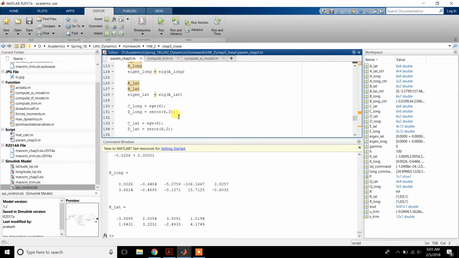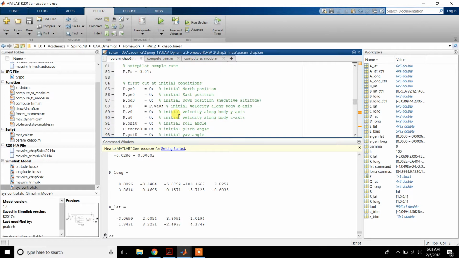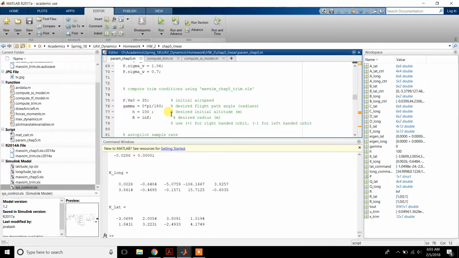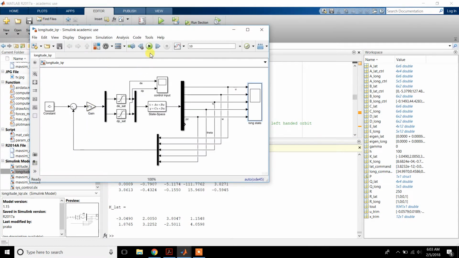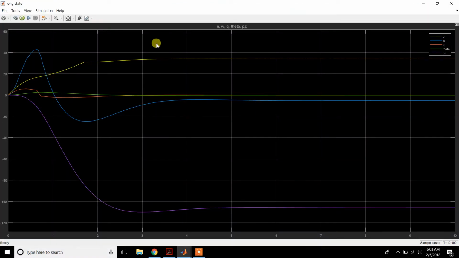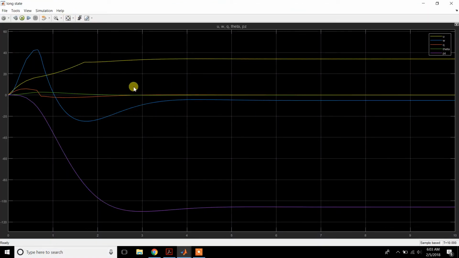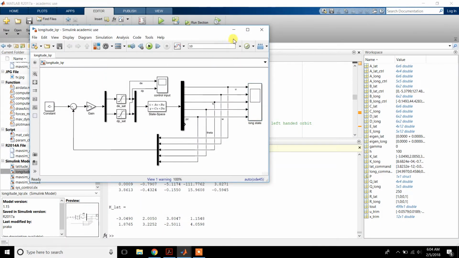Okay, now we'll do the same thing for the second trim condition. These are the K_long and K_lat matrices. Again, we'll see how it works on the linear model. This is the longitudinal design. Expected behavior: we have almost the same graph here, but what's going to vary is the lateral graph.